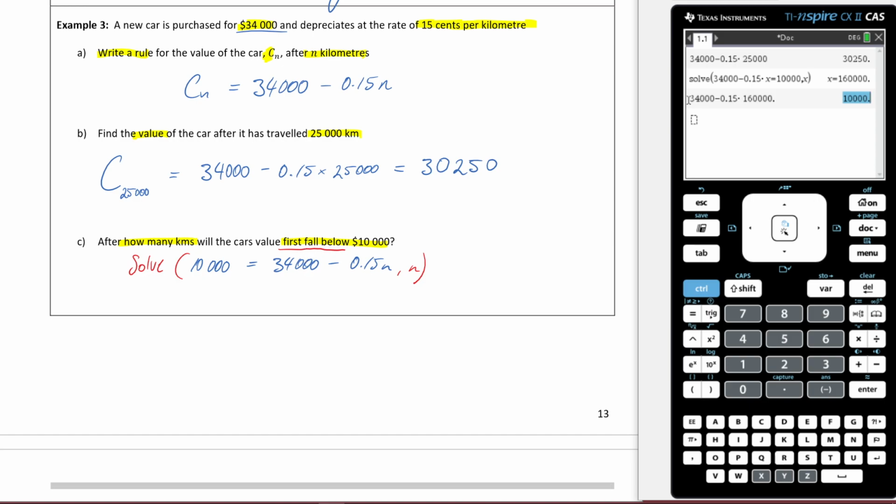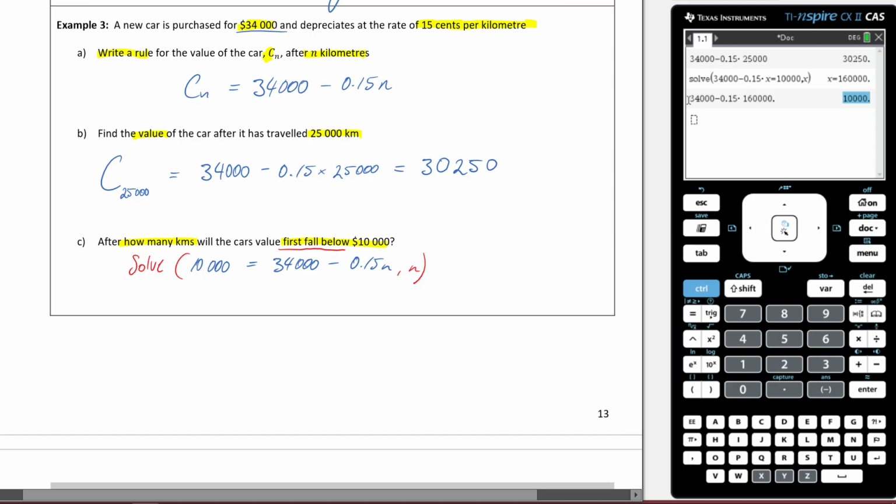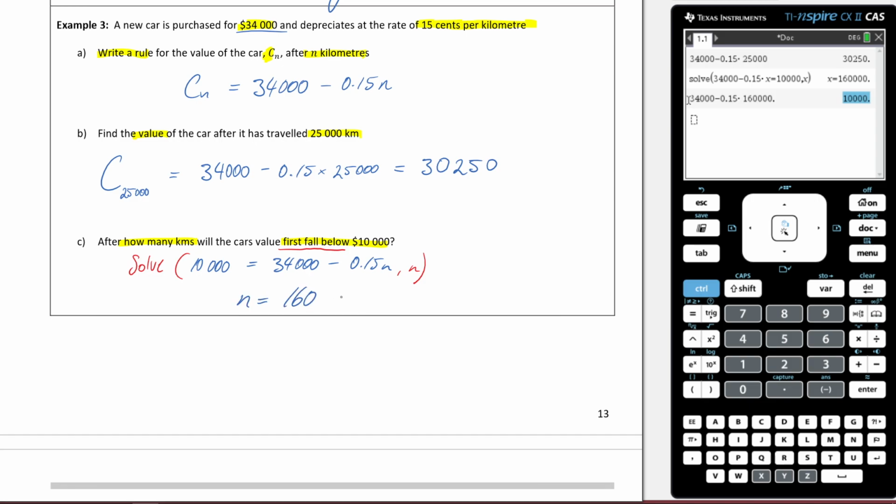Well, I'm going to have to, and this is going to be weird, say n is going to be 160,000, but then I'm going to have to plus 1 on there. And the reason why is because it needs to be under $10,000. That means it's going to have to be, therefore, 160,001 kilometers.